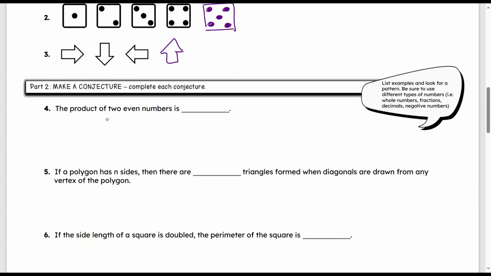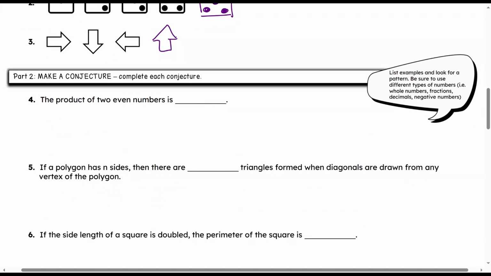Number 4 says the product of 2 even numbers is... okay, well, if I'm going to complete this conjecture, I need to list some examples and identify a pattern. So let's list some examples. Well, 2 even numbers. So let's do 2 times 4. What is 2 times 4? Those are 2 even numbers. The product is 8. Let's list another example. 2 even numbers. We could use 6 and 10. 6 times 10, the product is 60.